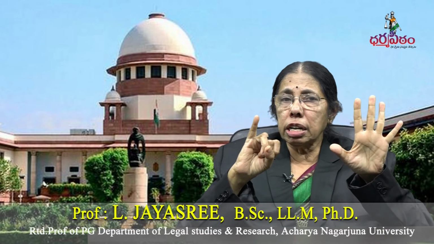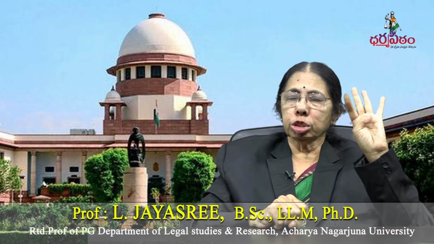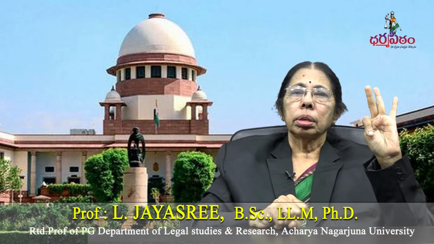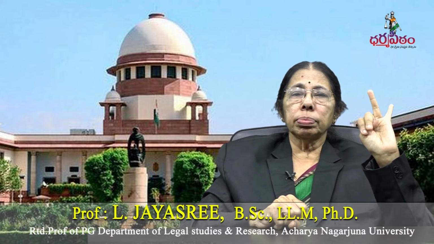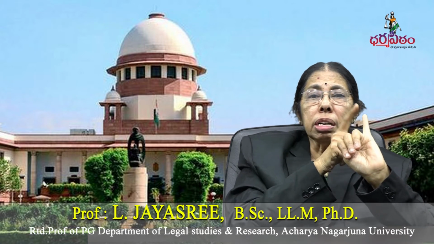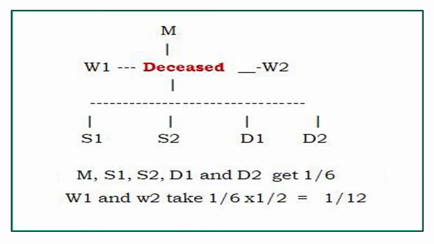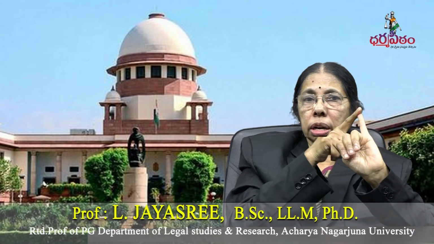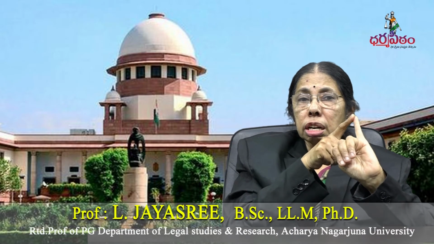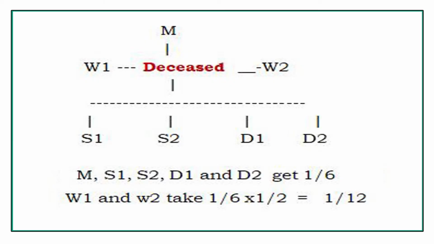So, mother gets 1 by 6, S1 will get 1 by 6, S2 will get 1 by 6, D1 will get 1 by 6, D2 will get 1 by 6. What about the widows? The 1/6 share will be distributed equally between the 2 widows because there are 2 widows, but the share allotted is only 1 share, 1/6. That 1/6 is to be divided among the widows equally, 1 by 12. So each widow will get 1 by 12.